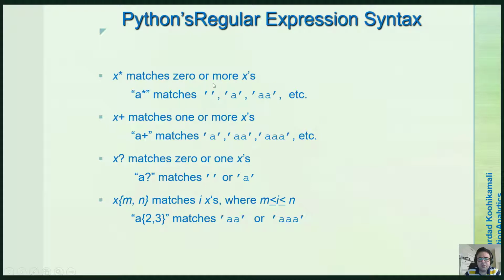Star matches 0 or more X's. So if you have one X, that's going to be a match. If you have two X's, that's going to be another match, right? So it doesn't matter if 0, 1, or more than that would be a match. However, if you use X plus sign, that would match one or more of X. So if you don't have any character, that's not going to be a match.